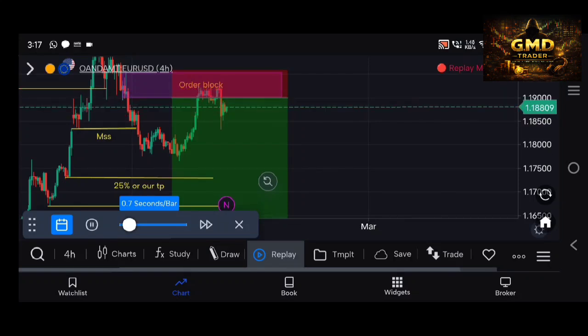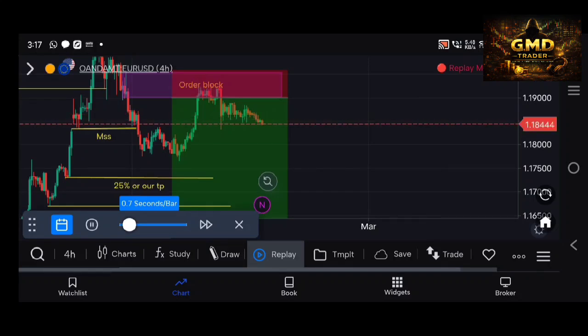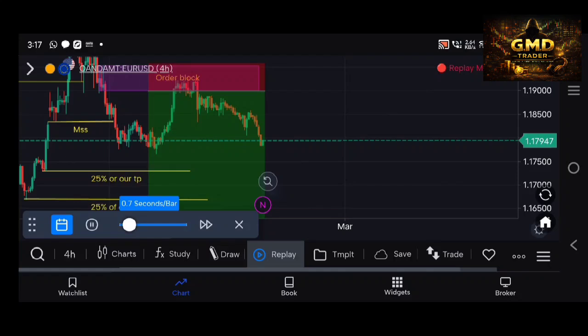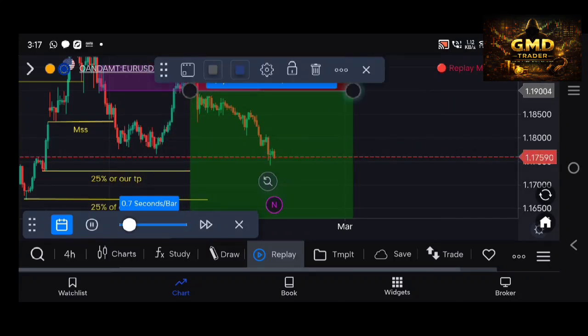See, the reason why I said to buffer a little above the order block: that big red candle went toward our order block to fulfill it and then came down. So any time you are trading on a higher time frame, just a little buffer can save your full trade.